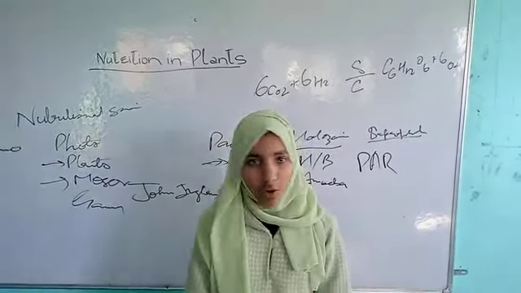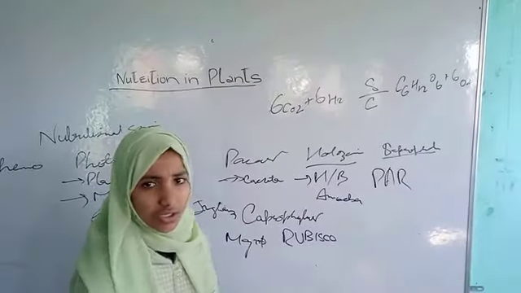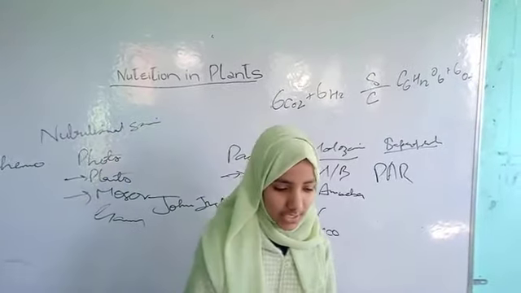And next is amount of chlorophyll. And that is very important. Chlorophyll is very important for photosynthesis. And chlorophyll is the green pigment present in leaves.